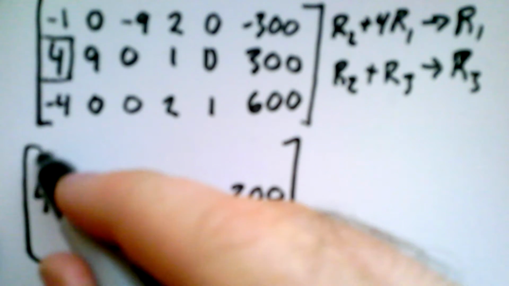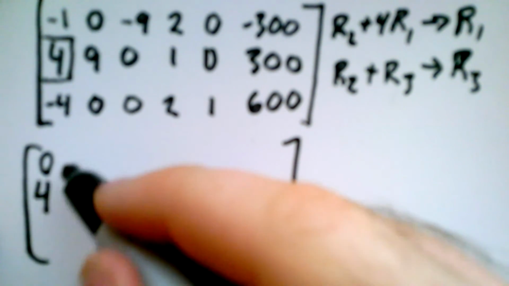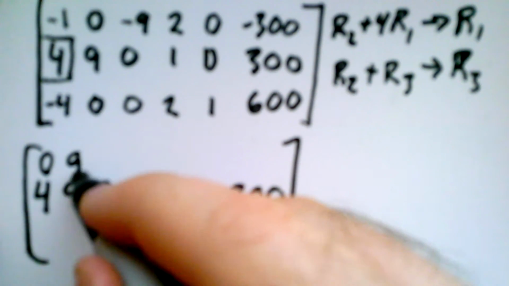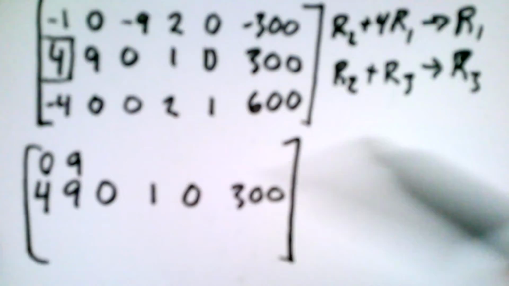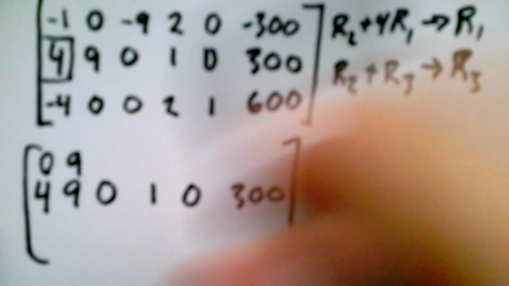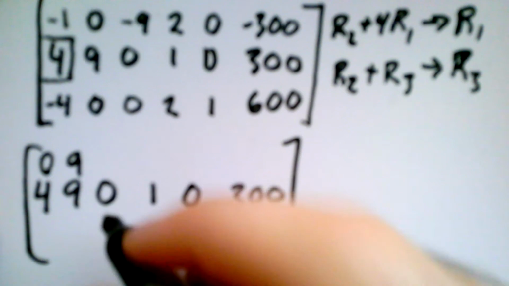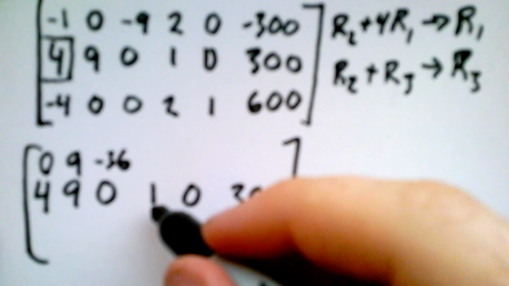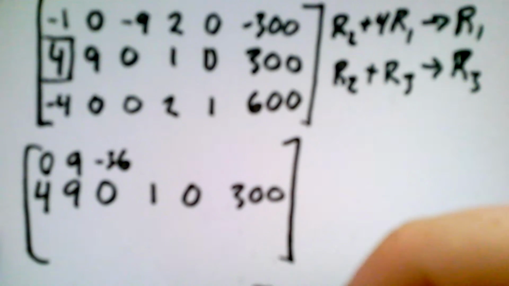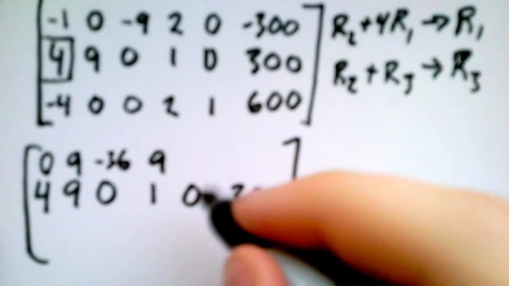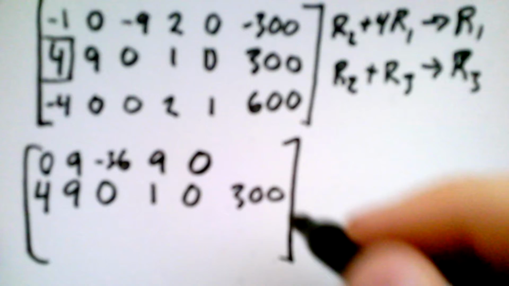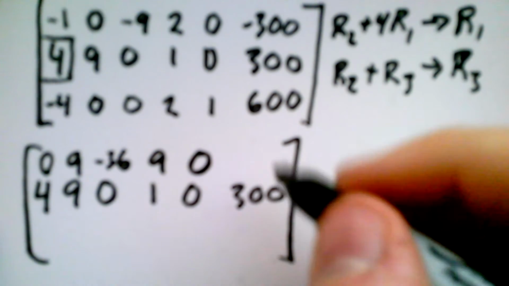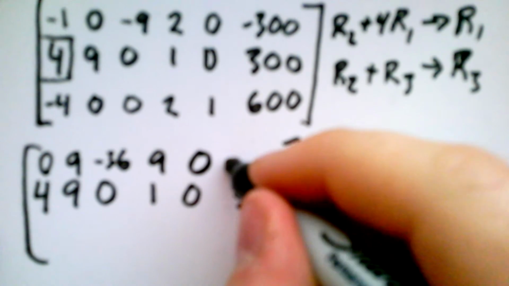4 minus 4 is 0. 9 minus 0 is 9. 0, we're adding 4R1, so negative 9 times 4 is negative 36. 0 minus 36 is negative 36. We have 1 plus 8 is 9. 0 plus 0 is 0. 300 minus 1200 is negative 900.